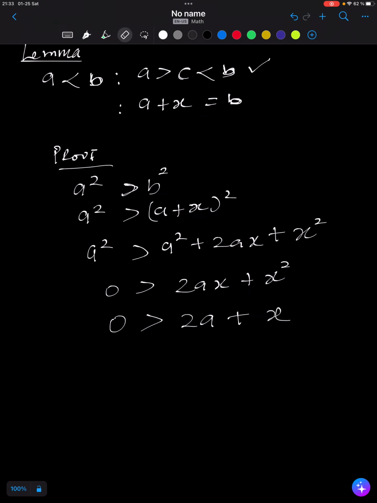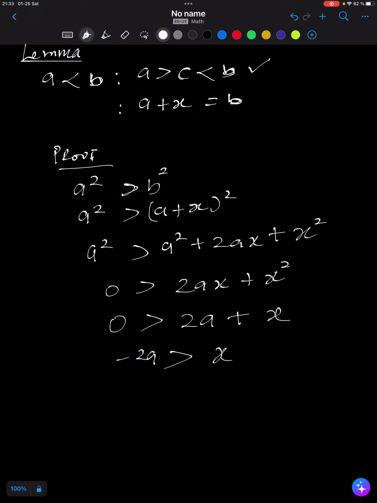You can have that x is greater, how does that work? So this will be minus 2a, so x is less than minus 2a, because it is strictly, this is not, x is less than minus 2a. This just seems like it's taking me into a rabbit hole.